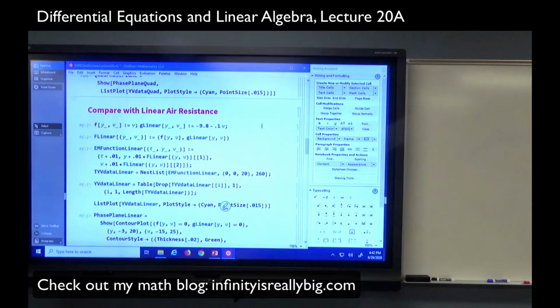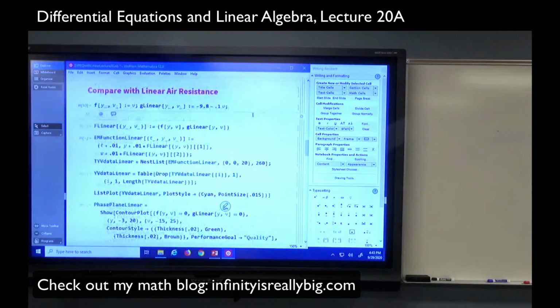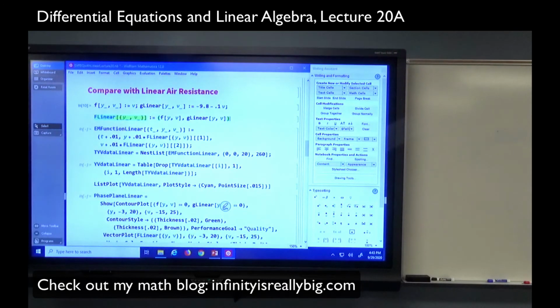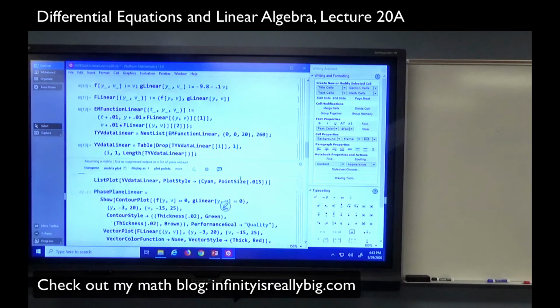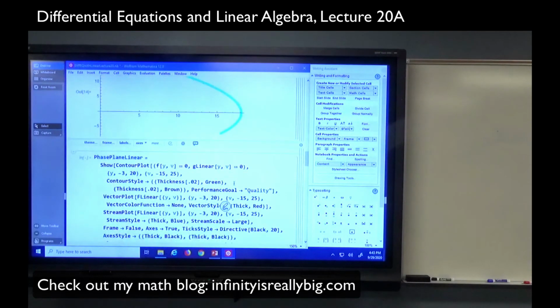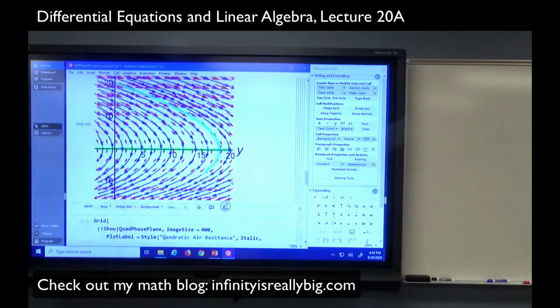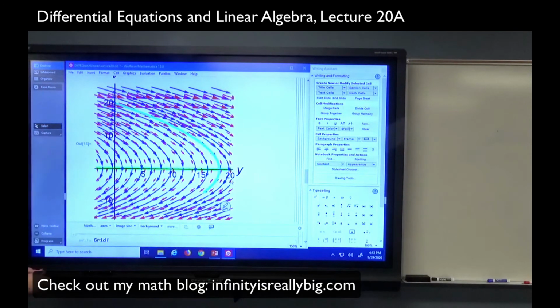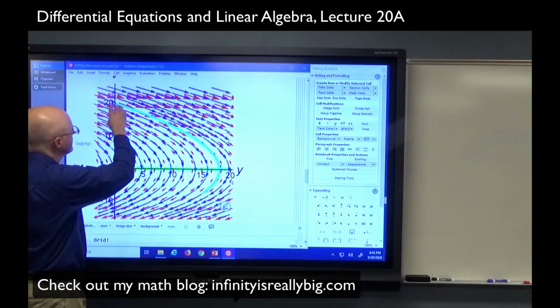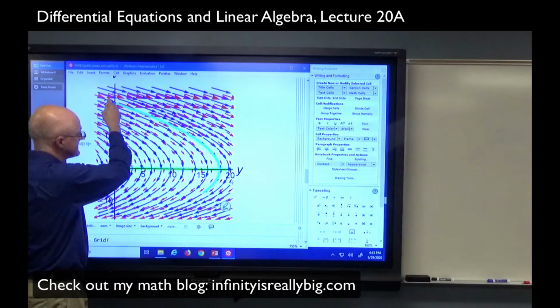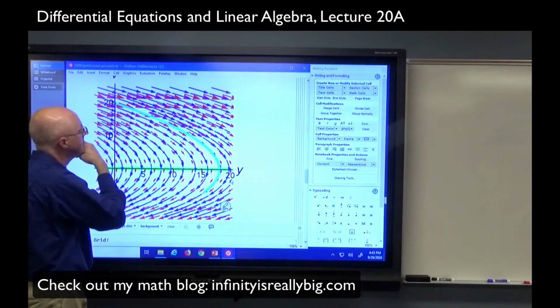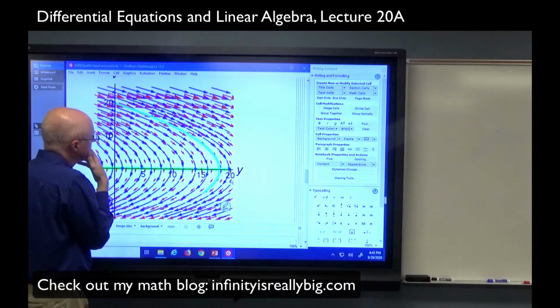Let's compare this with linear air resistance as well. So here I've got the linear vector field. I'm just going to go ahead and enter all this real quick. Essentially doing the same kind of thing except with the linear model. And it looks somewhat similar, but different. It's a little bit more like concave down here, whereas the other one was initially concave up in the YV phase plane at least.